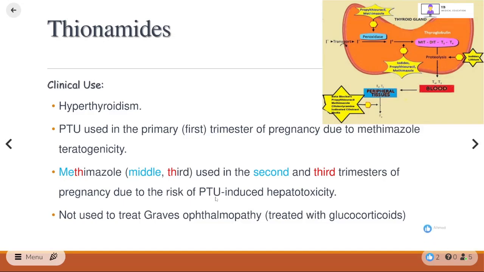And also, there is something called PTU-induced hepatotoxicity. Propylthiouracil could induce hepatotoxicity in patients in the second and third trimesters. That's why we use methimazole instead. And also, methimazole is a very bad teratogen in the first trimester. As you guys know, the first trimester is when organogenesis happens, so all the organs are made, but after that there's no danger on organogenesis. You could have some different types of teratogens, but it's not like the first one. So methimazole, second and third trimesters, propylthiouracil, first trimester.